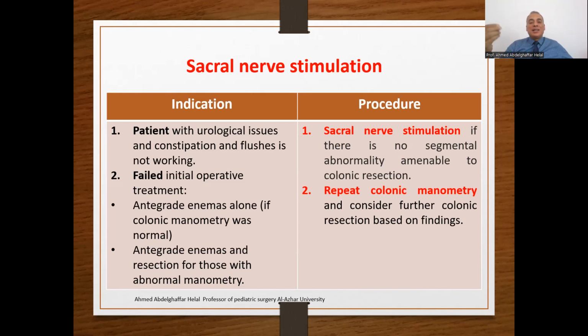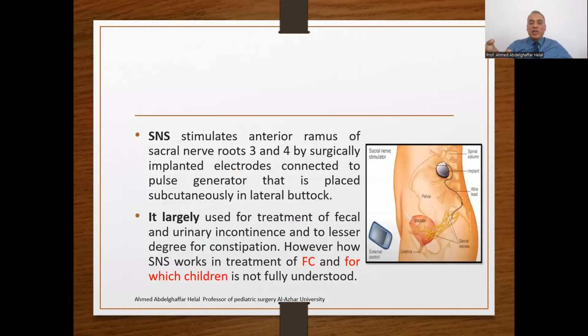We perform sacral nerve stimulations and also repeat the colonic manometry. This is stimulation: stimulate the anterior ramus of the sacral nerve root 3 and 4 by surgically implanted electrodes connected to the pulse generators that is placed subcutaneously in the lateral buttocks.